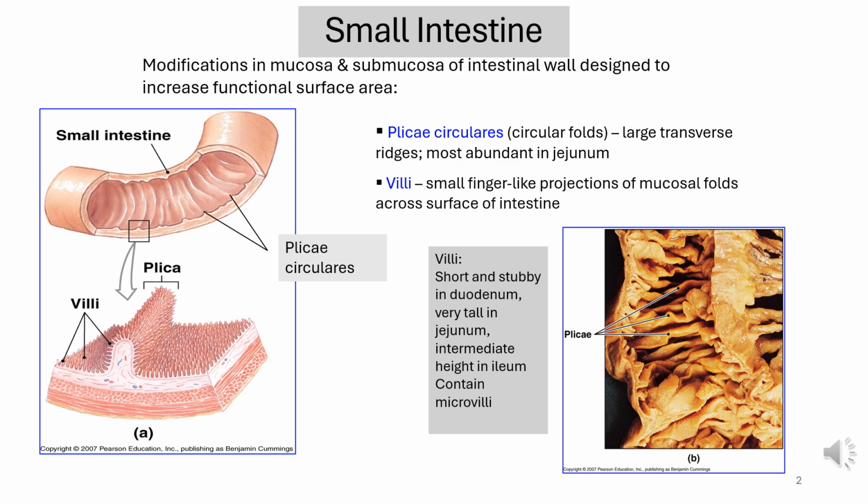Now, in the small intestines, there are modifications in the mucosa and submucosa of the intestinal wall, which is designed to increase functional surface area. In the stomach, the folds were called rugae. In the small intestines, they're called plicae because they're more circular in shape. You're also going to find villi, which are finger-like projections in the mucosal folds, and this is to increase the surface area and to aid with absorption.